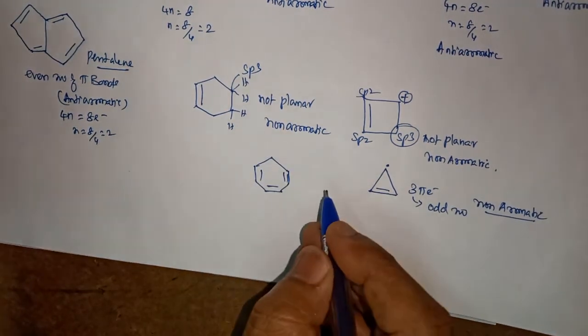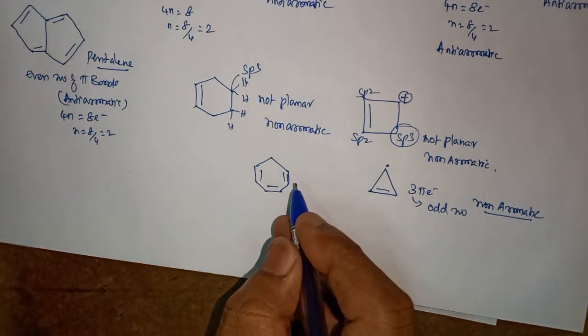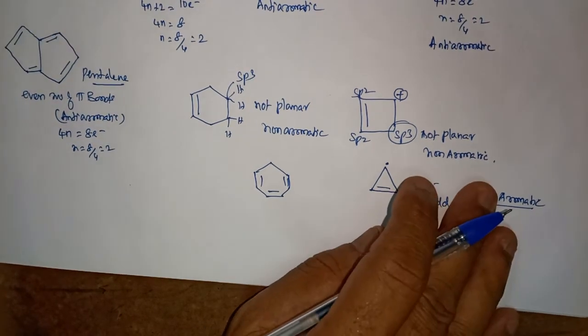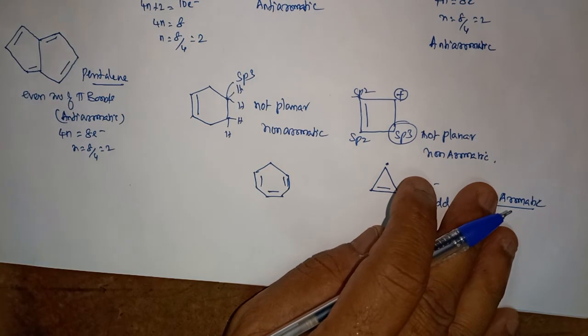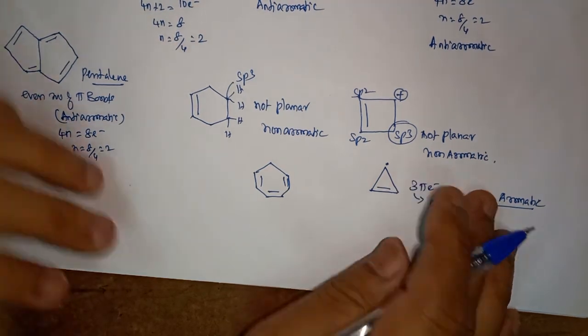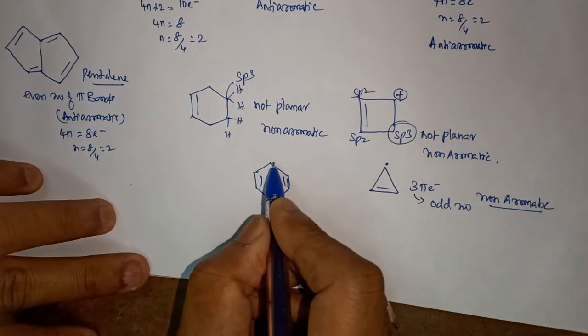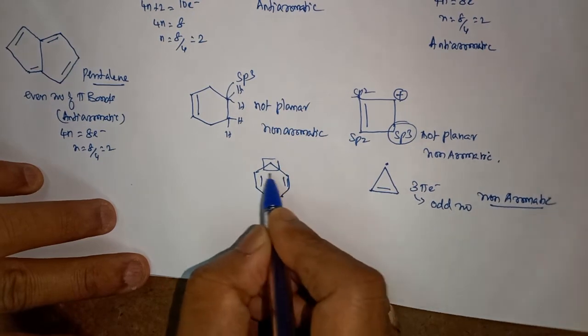Here I take this one. It belongs to what type of organic compound? Whether it belongs to aromatic, anti-aromatic or non-aromatic, it is cyclic. But you see this is a carbon which is not surrounded by any double bond.